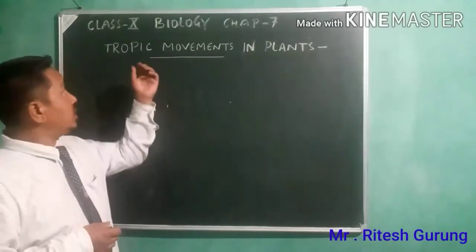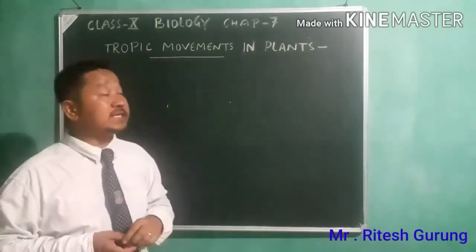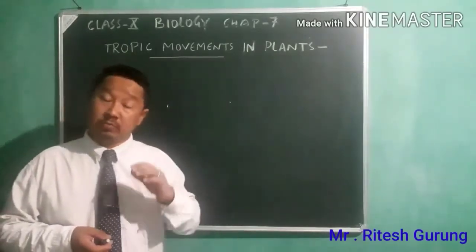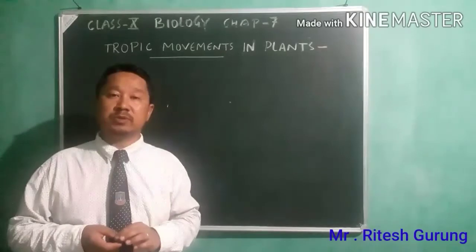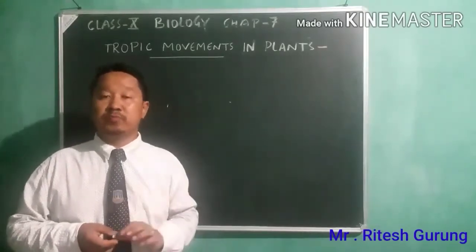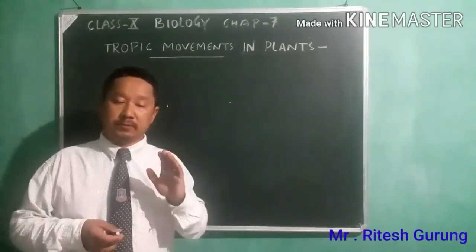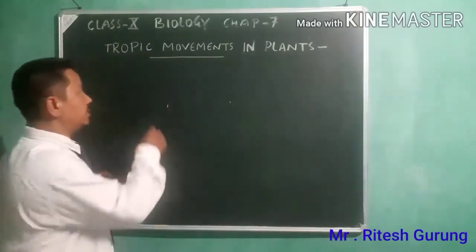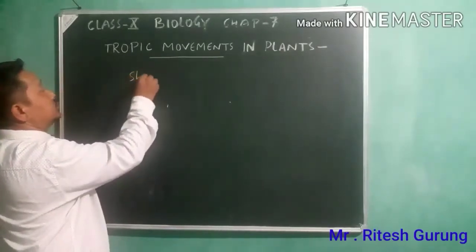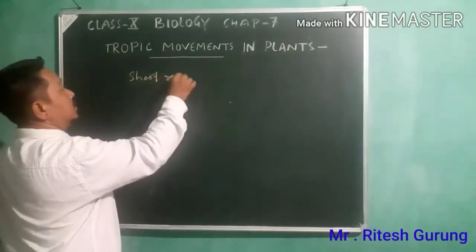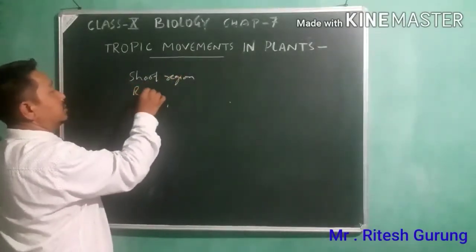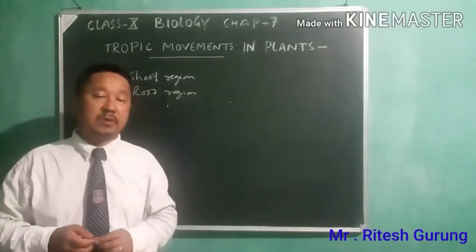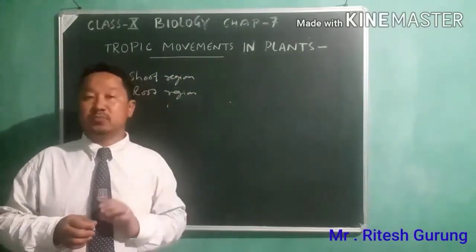All right, so regarding the movements in plants, as you all know, plants also exhibit movements. Though they cannot perform locomotion, they can exhibit movements. Plants mainly have two regions, that is shoot region and root region. So both the regions of a plant show the movements.